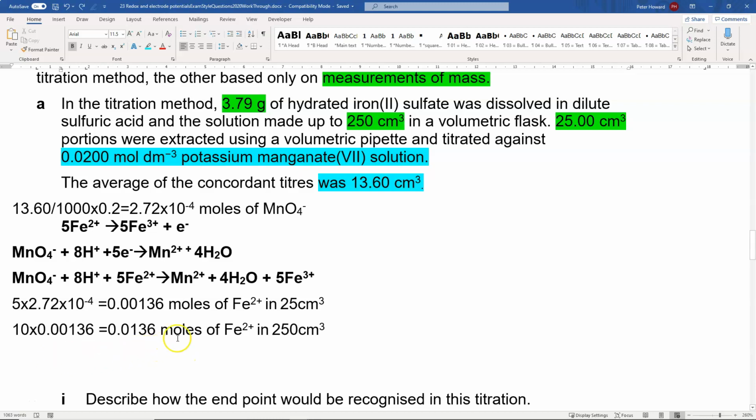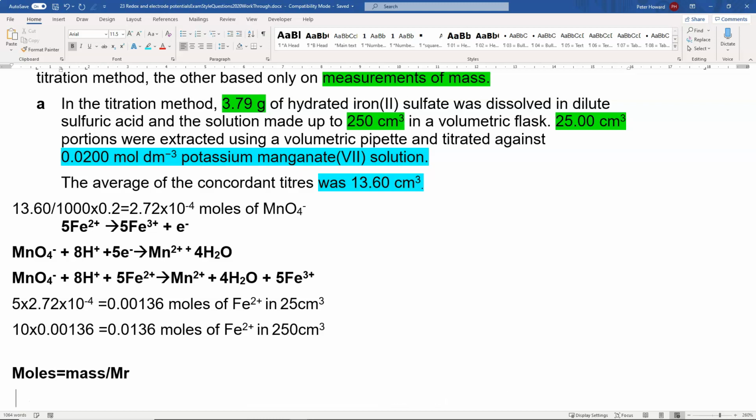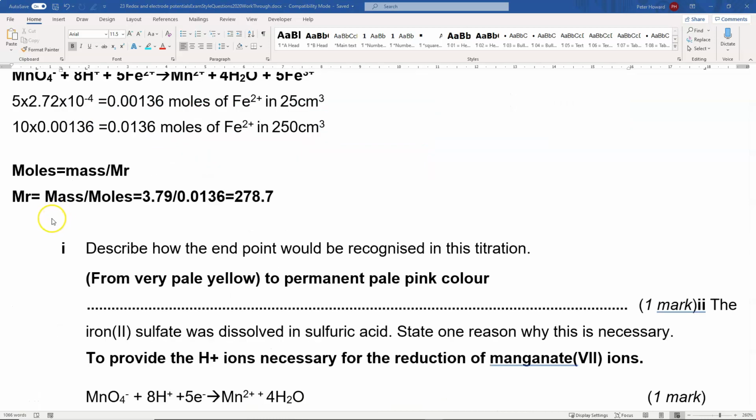So now we've got the number of moles and we know the mass, so remember, moles equals mass over Mr. This means Mr is equal to mass over moles. So we've got a mass of 3.79, which is the text highlighted above in green, divided by the number of moles, 0.0136, giving us the Mr of the hydrated iron compound as 278.7. This mass is made up of iron sulfate plus water.